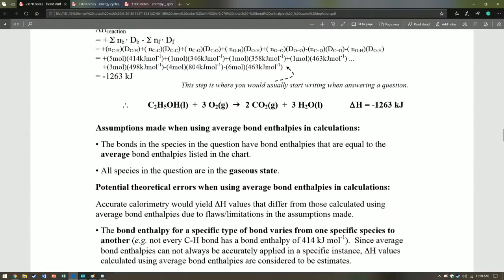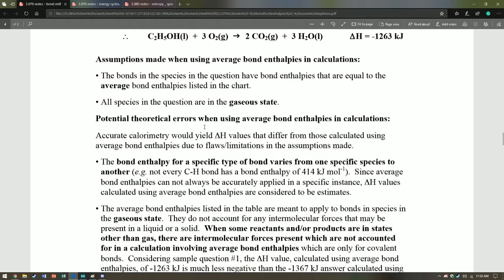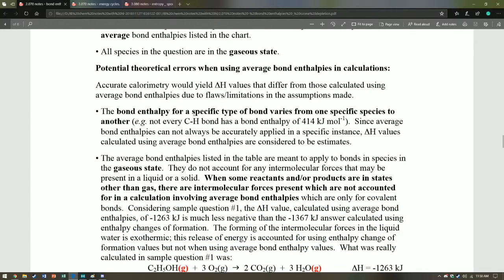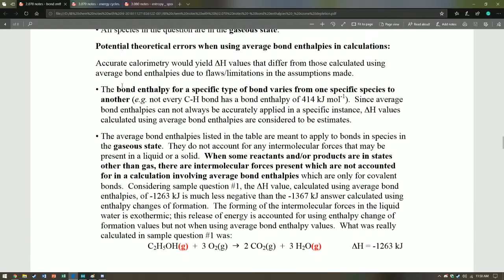Here's a sample question. We just went over some of these assumptions, that the bonds are equal to the ones in the chart, and they're all in the gaseous state. However, bond enthalpies aren't perfect because the bond energies, as I said, due to chemical environments, can vary quite significantly, and it also assumes that they're in the gaseous state and doesn't account for intermolecular forces that may exist.